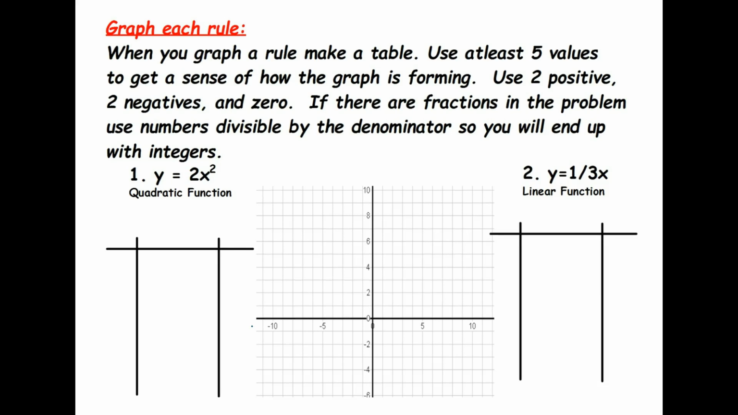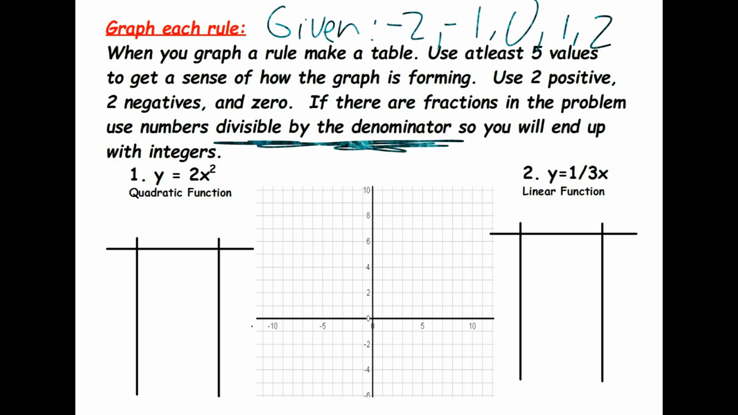So when you're graphing, I always use these points. Actually, do write this down. Write these down. Use these points. These are our given values. I said 2 positive, 2 negative, and then 0. I use the easiest 2 negative numbers, which would be -2 and -1. And then I go to 0, and then I graph 1 and 2. So the only time I don't use those 5 values is when I have a fraction, because those values sometimes will give me decimals, and I don't want decimals. I want to graph integers. So I use numbers divisible by the denominator, which you will see.